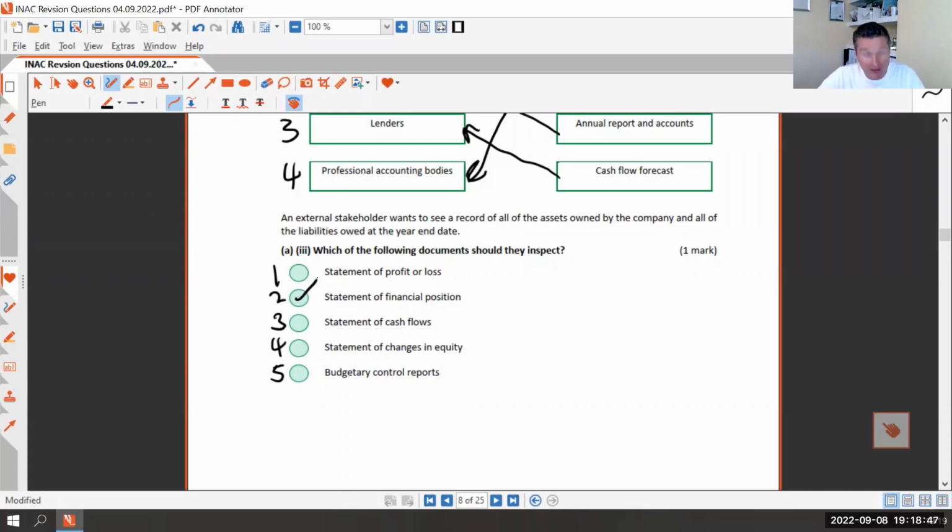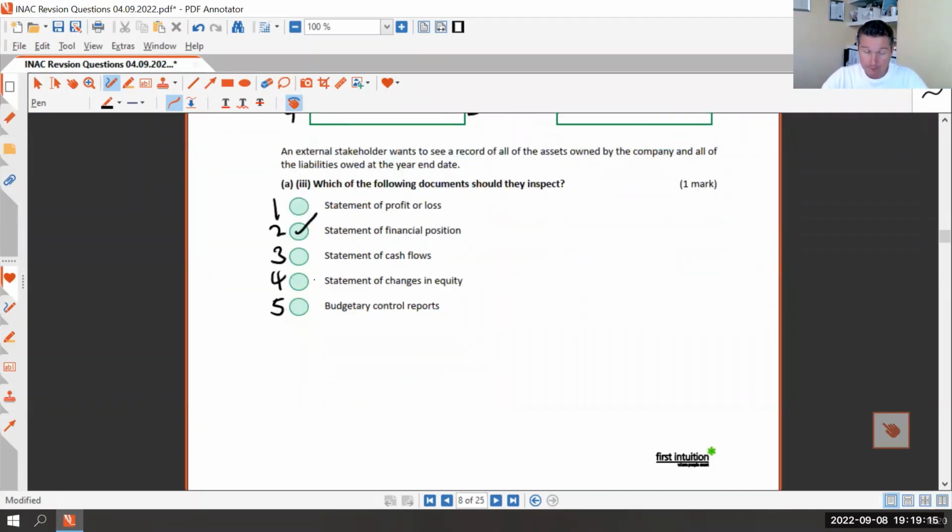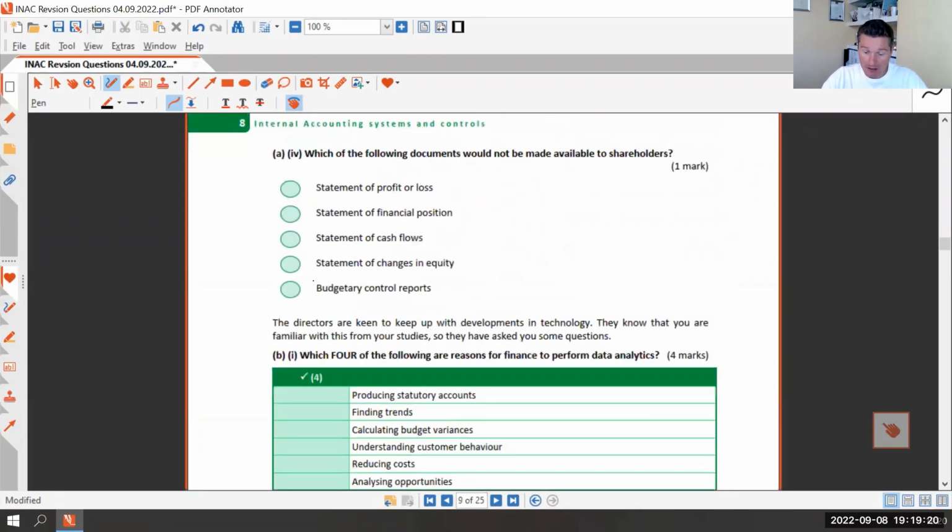And lastly, budgetary control reports. Absolutely nothing to do with assets and liabilities, so it's not that. So it is the statement of financial position, which shows you non-current assets, which will be broken down in the notes of the accounts between what's buildings, what's plant and machinery, what's vehicles, what's IT. And it will also have the liabilities: trade payables, bank loan, overdraft, long-term bank loans, that kind of thing. Again, it's 1 mark, a relatively straightforward question, but don't leave them blank.